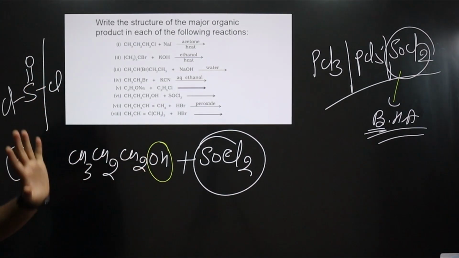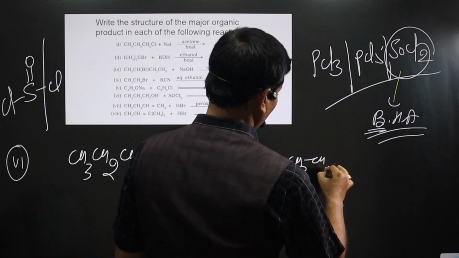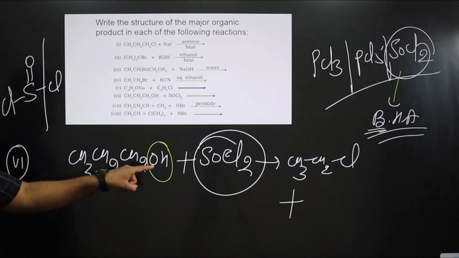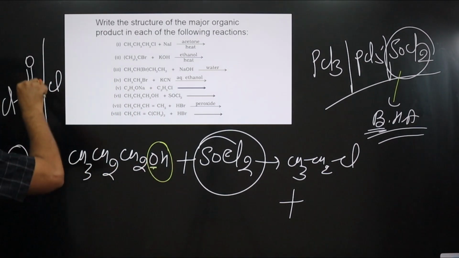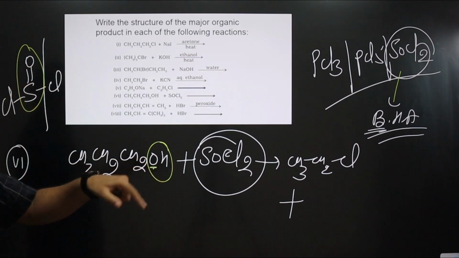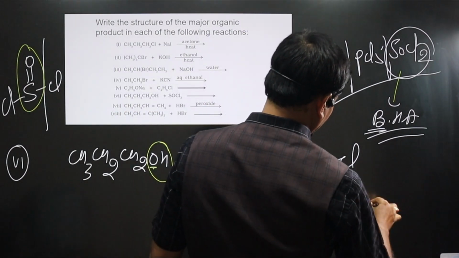One Cl will come and occupy the space of OH. Halogenated CH3, this is CH2 and this is Cl, plus. Now here we have one oxygen. This oxygen and this portion, to support the entropy, SO and O will combine together forming gas. SO2 gas is there. SO2 gas escaped.